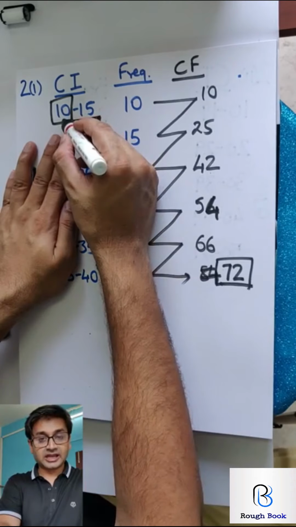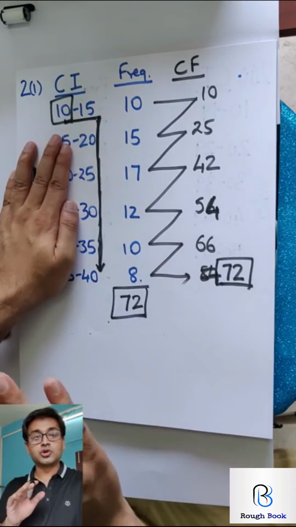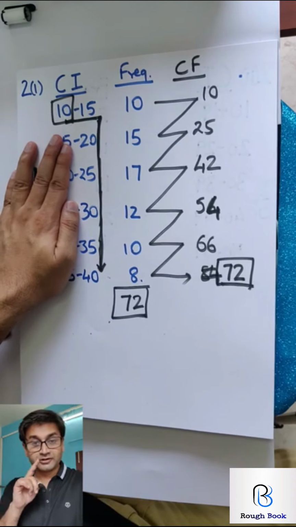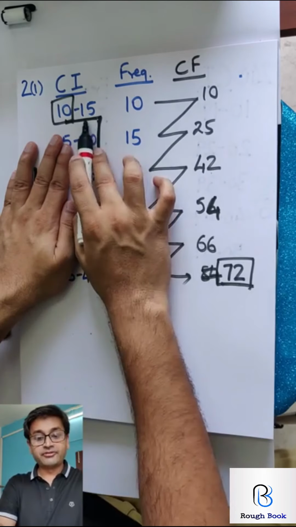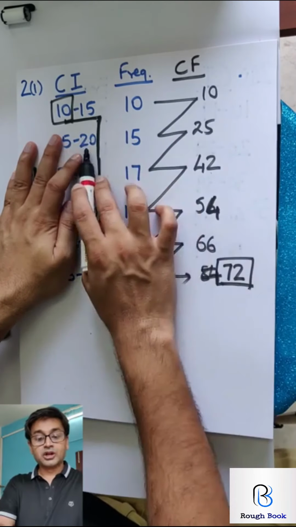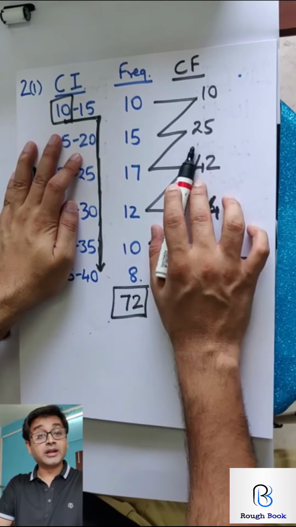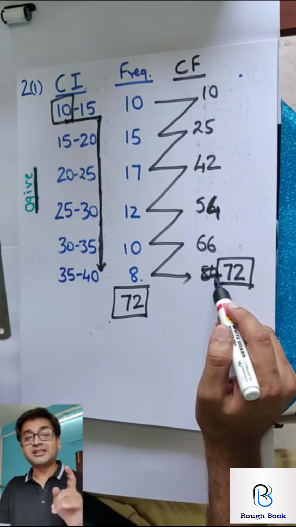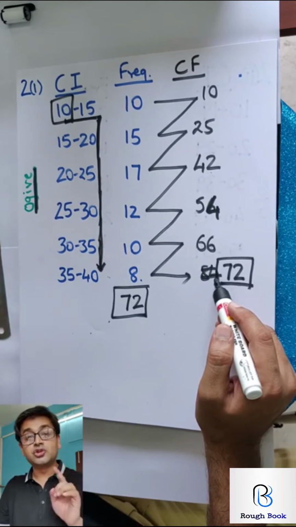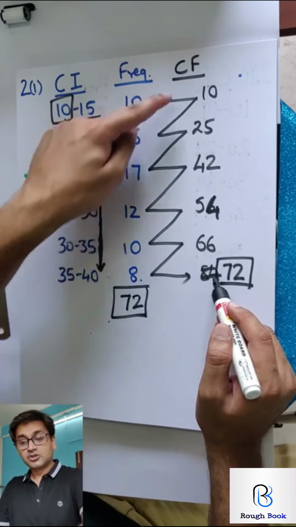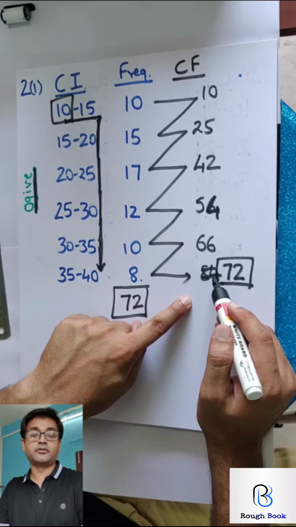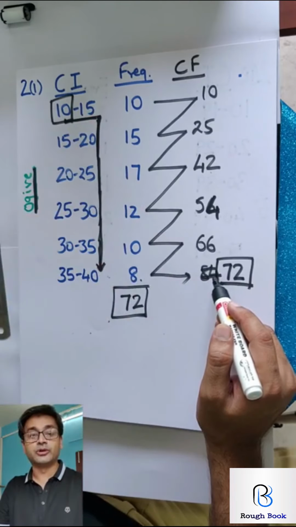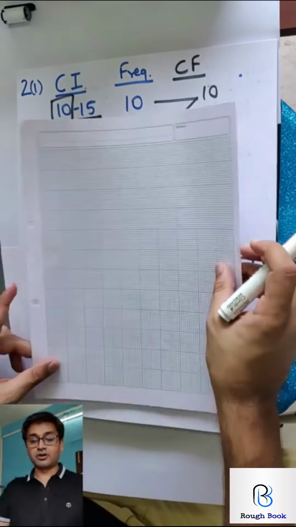So this first value, 10, is always going to be plotted as 0. Always plotted as 0. Then 15 will be plotted as 10. 20 will be plotted as 25, not 15. All the CFs we are trying to plot. Why CF? Because the name is cumulative frequency curve. So cumulative frequencies is what we need to plot. We need not plot frequencies here. Okay, so let's try and work it out.